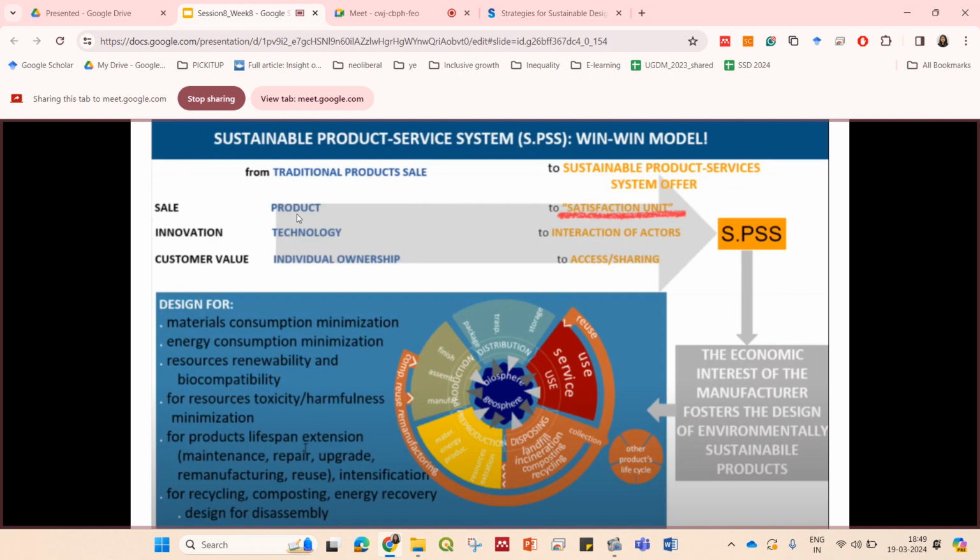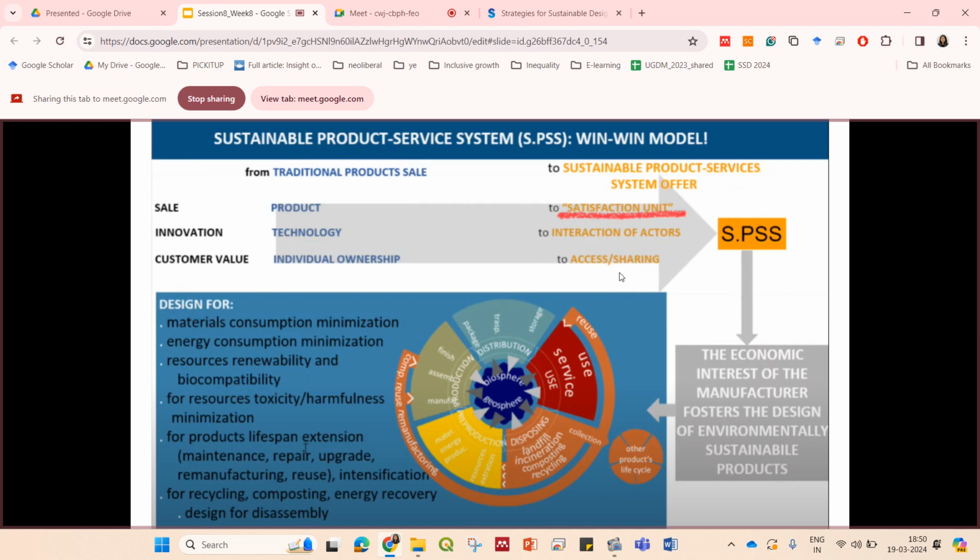And again, for other things also, like from traditional product sale, instead of selling a traditional product, this system devises products or product service offers for sale. Instead of a traditional product, it devises a sustainable product service system offer instead of just a product. And instead of using just technology as an innovation, it again leverages interaction of various actors.